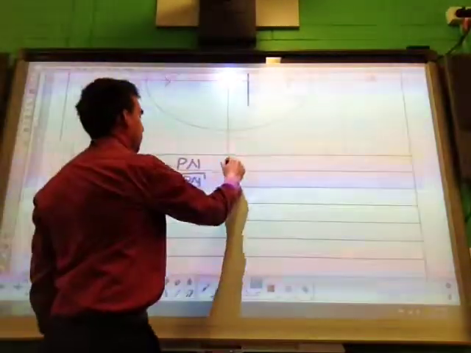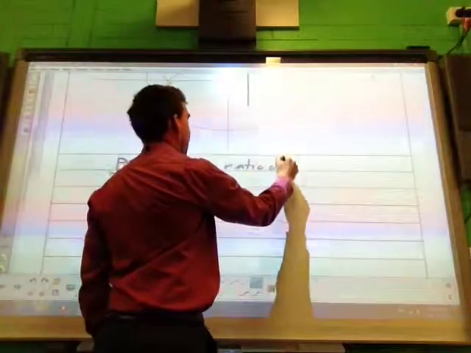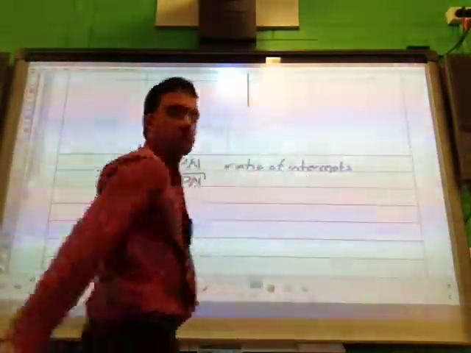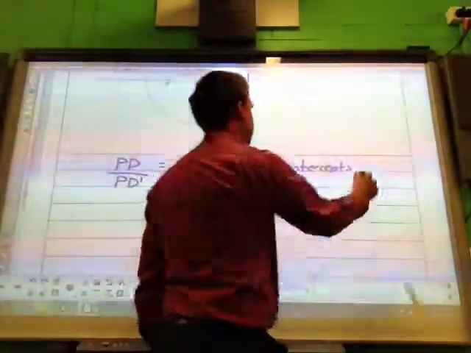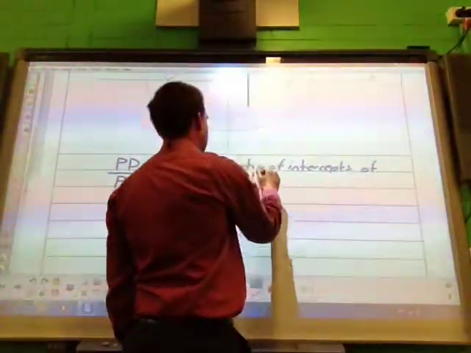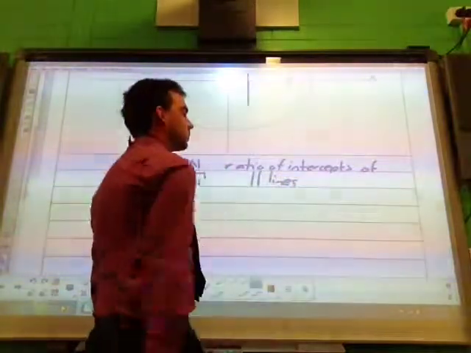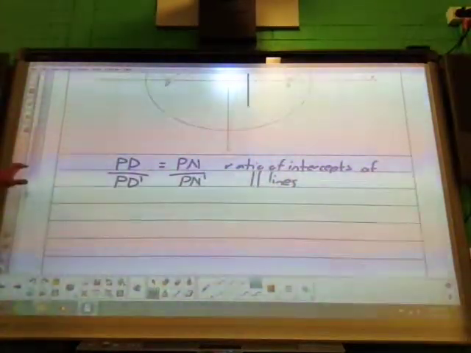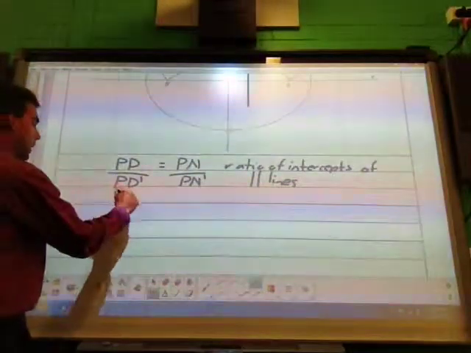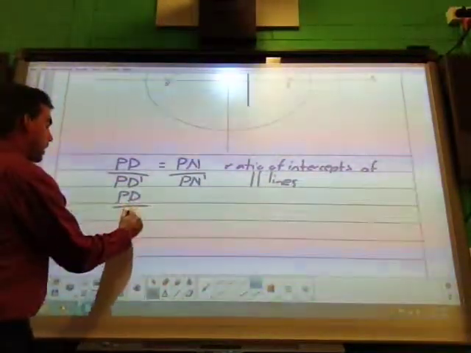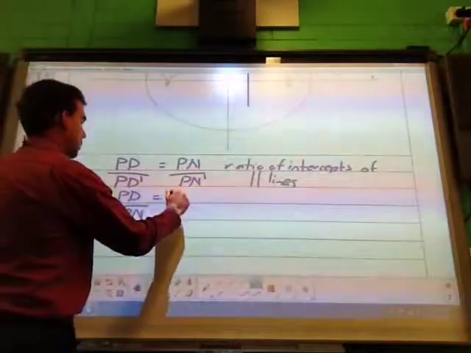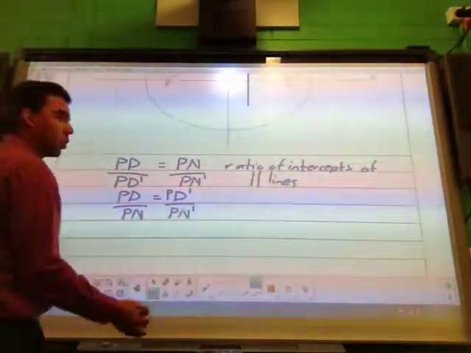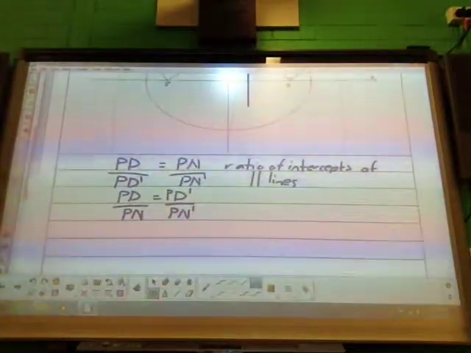Okay, ratio of intercepts of parallel lines. Right, so we're just going to swap them around. So PD over Pn is going to be equal to PD prime over Pn prime, just getting the primes on one side and the non-primes on the other.